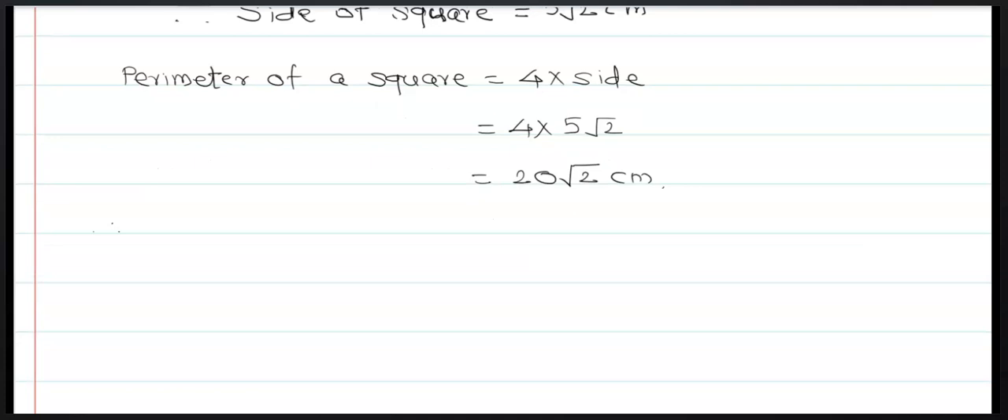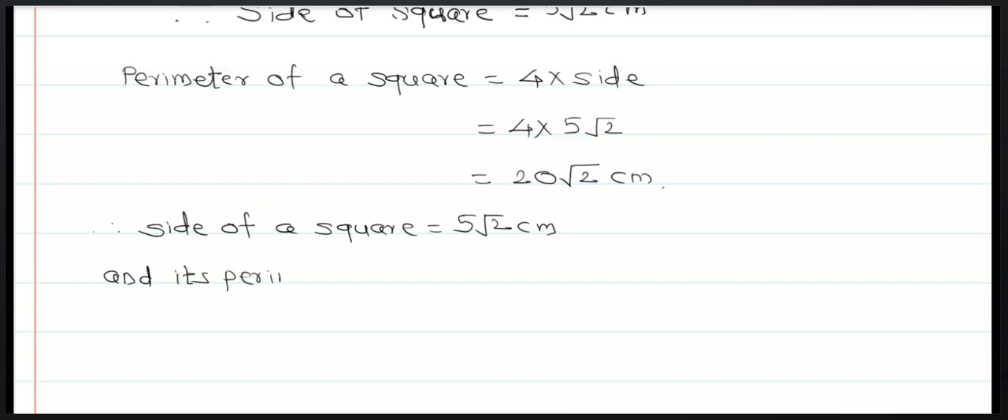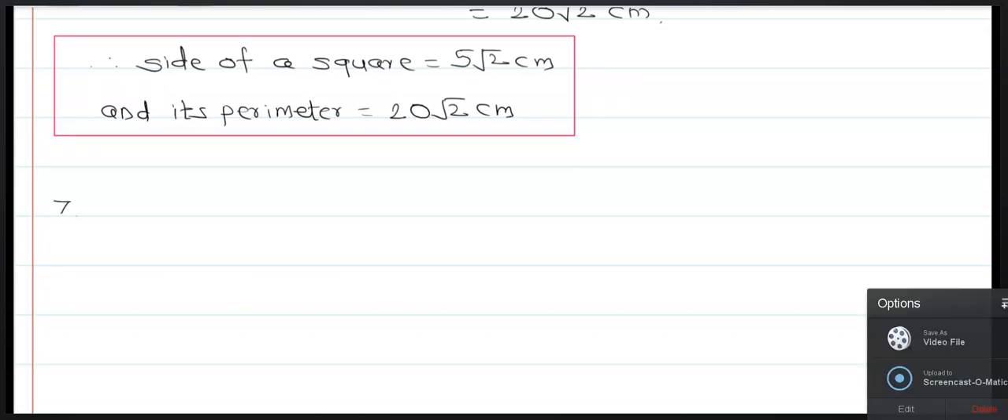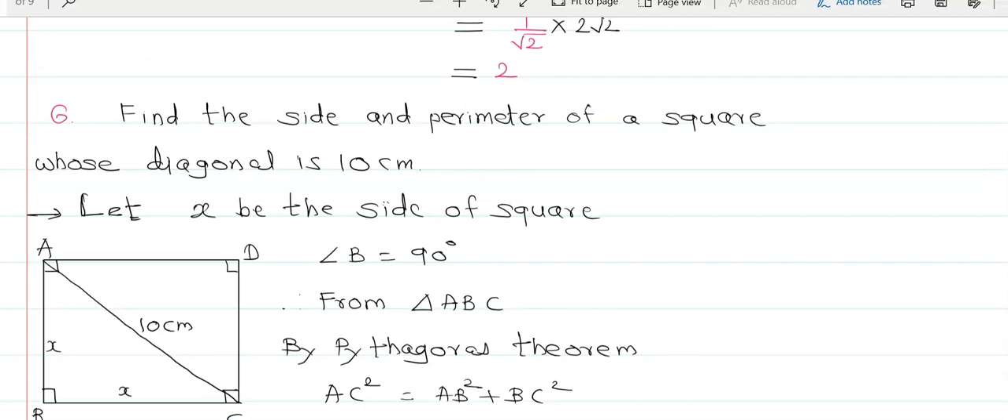This is the perimeter. The side of the square is 5 root 2 centimeter, and the perimeter is 20 root 2 centimeter. Now again see this here. Now the problem number 6 again. Find the side and the perimeter of a square whose diagonal is 10 centimeter.